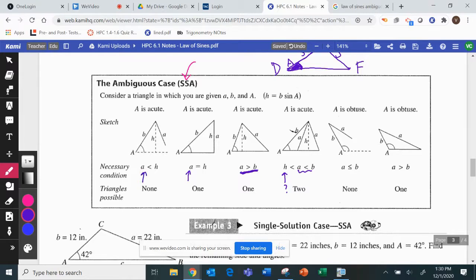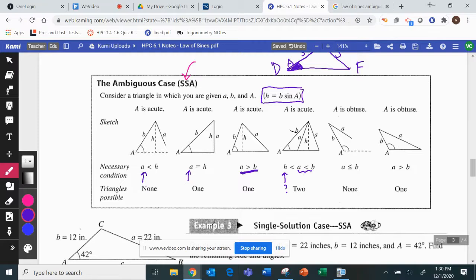To find the height, we just did that when we were deriving the equation. Here's the height formula: height equals B sine A. That was from when we derived the law of sines in the first place. Once you find the height, you compare the height to side A and determine, do we have no triangle at all? Could it be 1 triangle? Could it be 2 triangles?